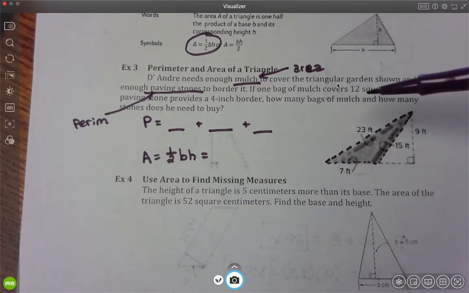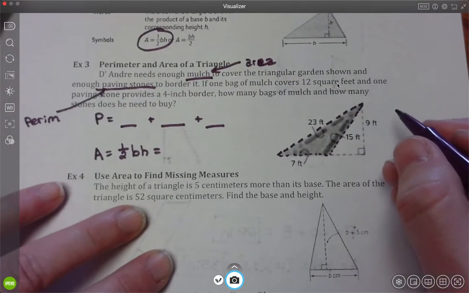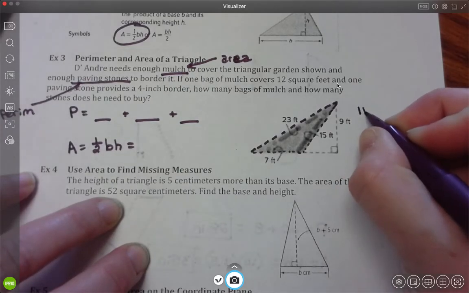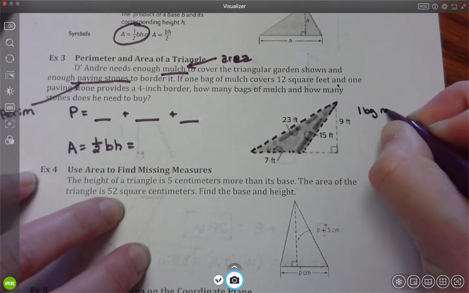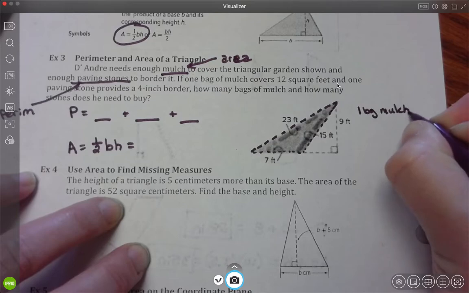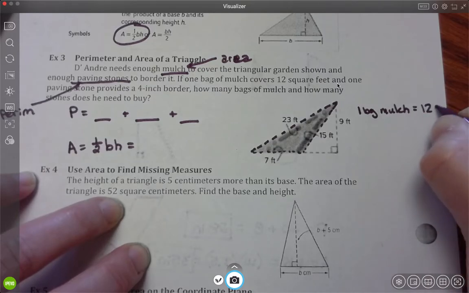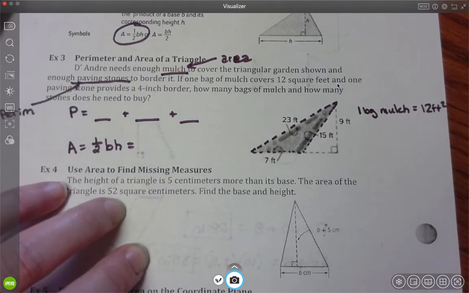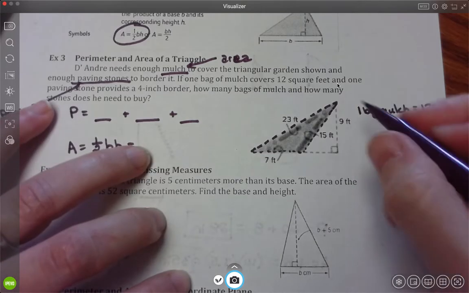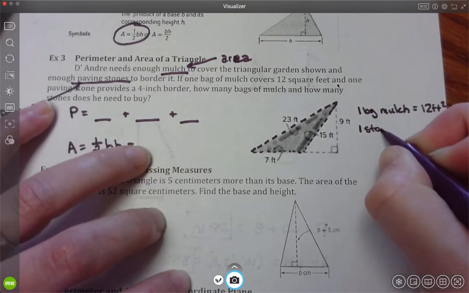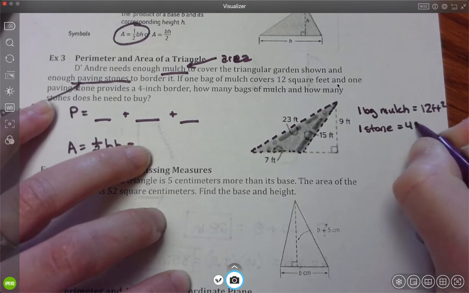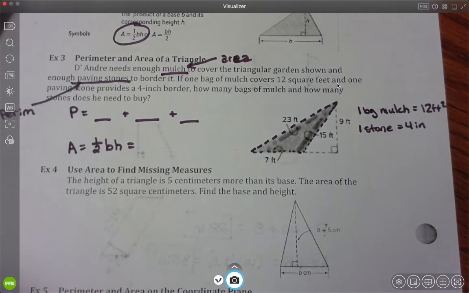If 1 bag of mulch covers 12 square feet, I'm going to put that over here. 1 bag of mulch equals 12 feet squared. And 1 paving stone, 1 stone equals 4 inches. How many bags of mulch and how many stones does he need to buy? So let's figure this out.